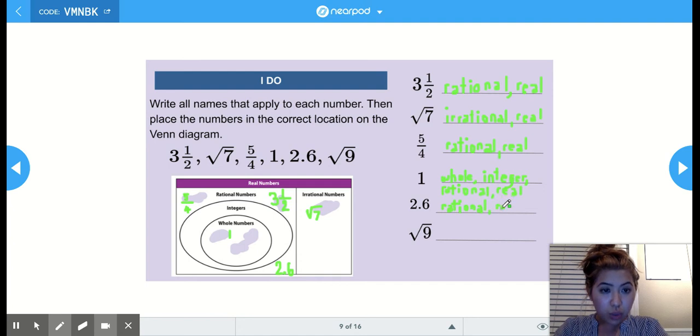And then square root of 9, that's a perfect square. We have to think of what number times itself is equal to 9. That's 3. So 3 is a whole number. It's also an integer. It's also rational. And it's also real.